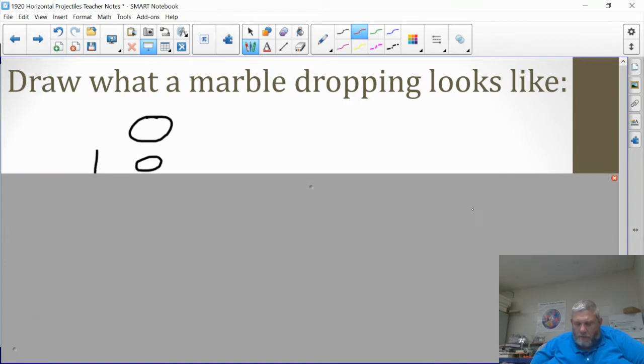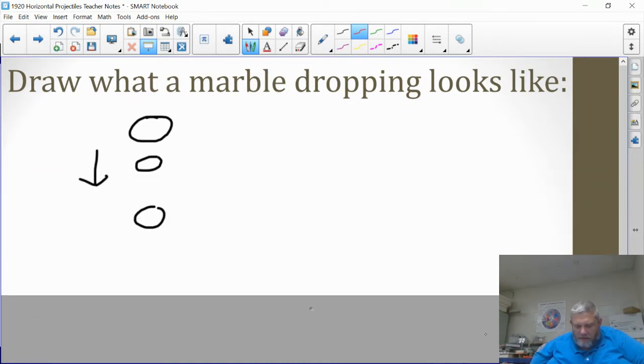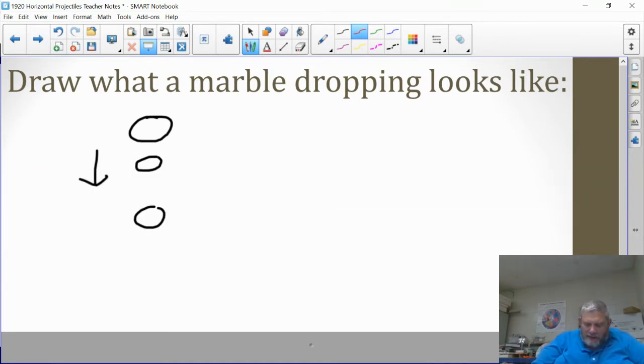What does a marble look like when I drop it? If I were to just draw kind of a time-lapse photo, here's the beginning right here. Then after a short amount of time, it's gone this far. Same amount of time, it's going even farther. Same amount of time, even farther. It's going to get farther and farther apart for every second or half second or whatever goes by.